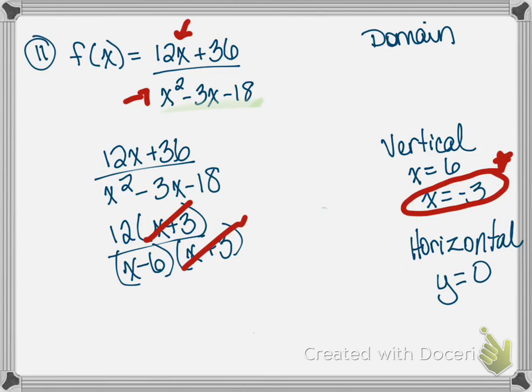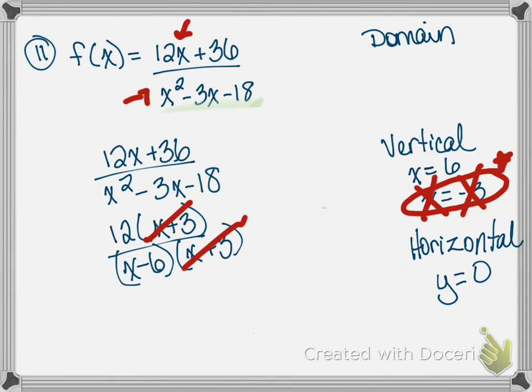Because that is something that cancels, the graph behaves differently at this point. So it is not a vertical asymptote. Now, this is not what I'm going to ask you on the test, but I do want to make sure that you just kind of realize what's happening here. So your only vertical asymptote is x equals 3.